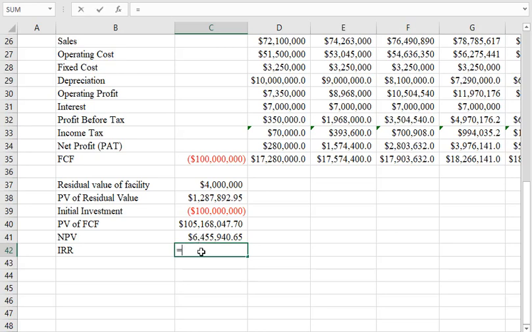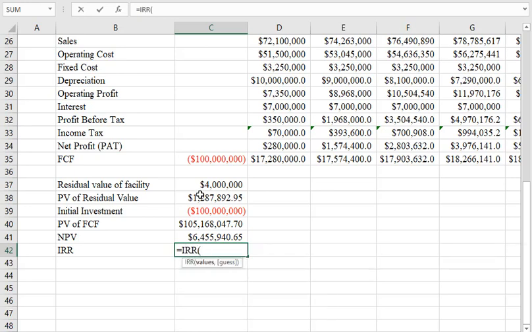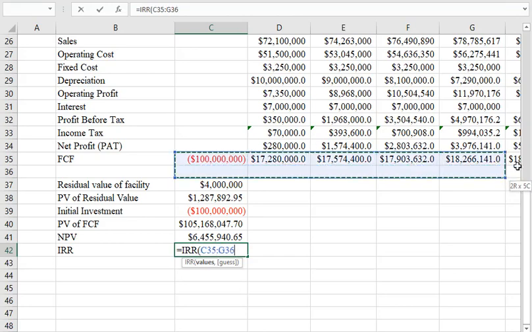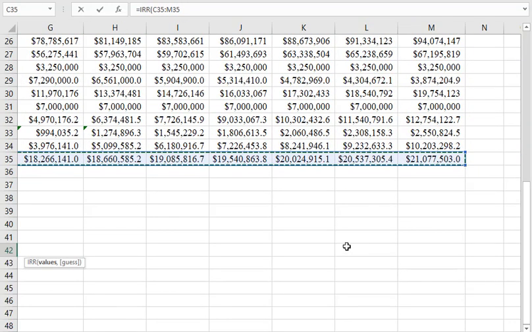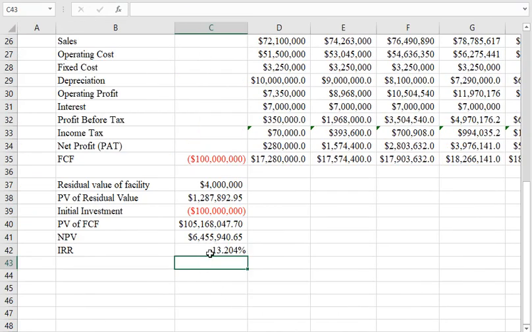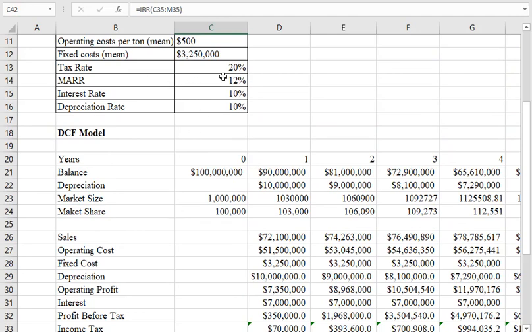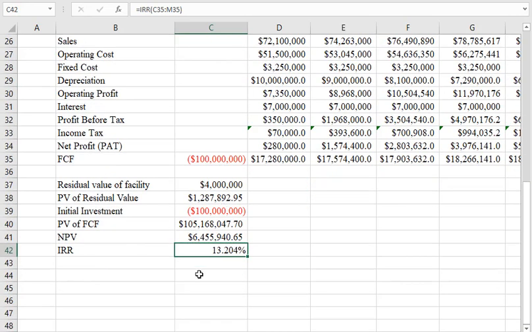And for the calculation of IRR, the IRR function is used, and these values are selected. Here the internal rate of return is 13.204. This is greater than the minimum attractive rate of return. So by comparing net present value and internal rate of return, we can accept this project.